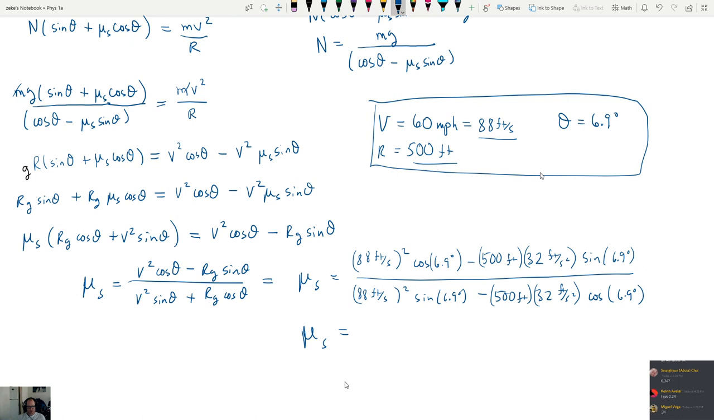Ooh, I got a negative number in the denominator. I must have made a mistake. Oh, because it's supposed to be plus. Yeah, that makes sense. It's a good thing that the numerator is positive there, right? Because if it was negative, we would have made a mistake. Yeah, 3, 4, 2. Yeah, that looks like what everybody else gets. That's good.